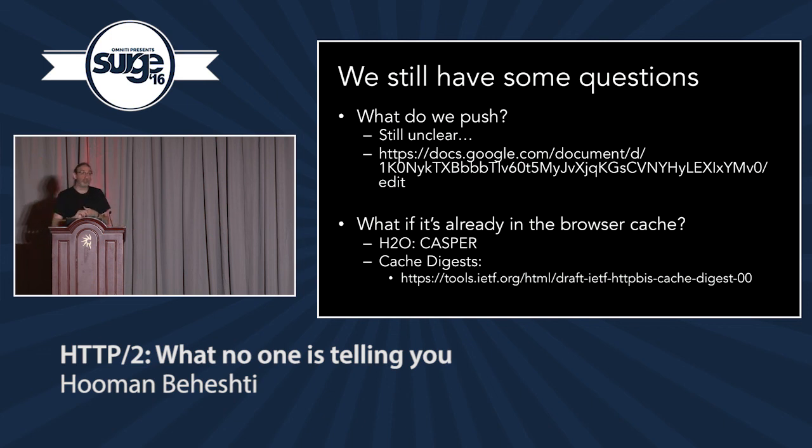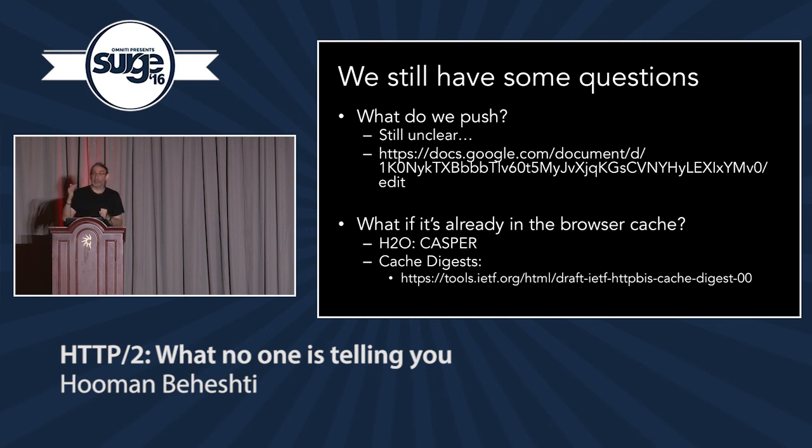And to answer the question of what do we do in case the thing is in the browser cache already, we know that the mechanism of the reset stream isn't really going to solve our problem. So there are two things I know about that are going to try to address this. One, H2O, the server I talked about, has this mechanism called Casper, which essentially uses a very smart cookie as a signal from the browser to the server about what the browser may have in its cache. It's a Bloom filter. It calculates a bunch of stuff in there.